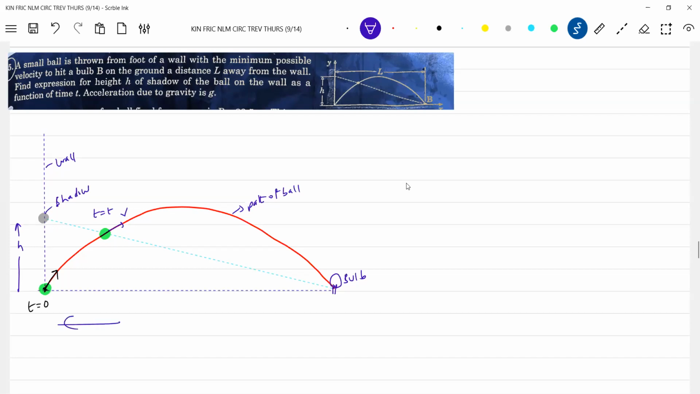So we have some information. If you can understand, the question becomes a little bit easier. So what is the question now? What we have is: find the expression for the height h of the shadow of the ball on the wall as a function of time. Okay, fine. We have the equation for range. With what speed I should project and at what angle theta I should project, I think this is also needed.